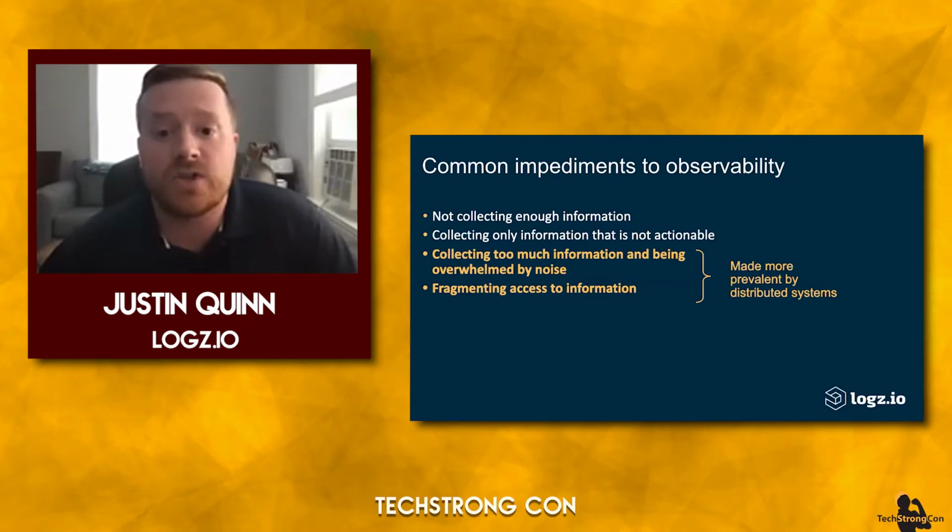Fragmenting access to information, especially in transient environments, can cause issues too. Only getting bits and pieces of data can make it harder to figure out what's actually going on in your environment.